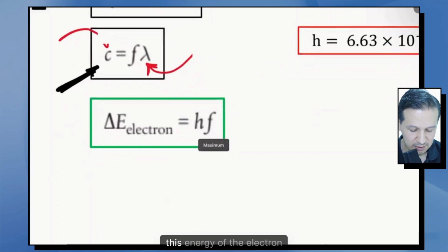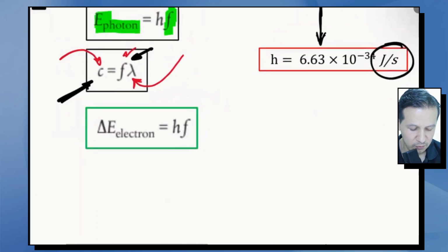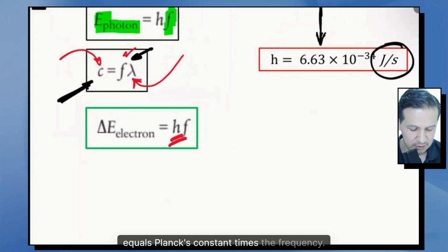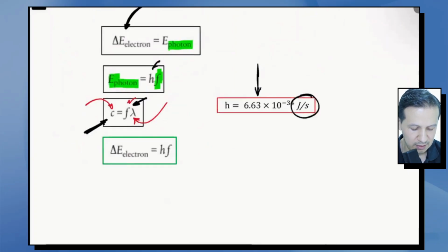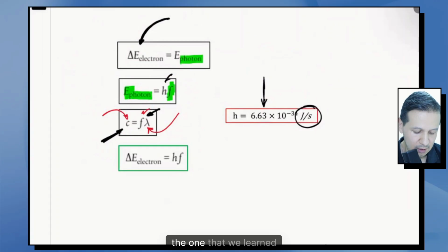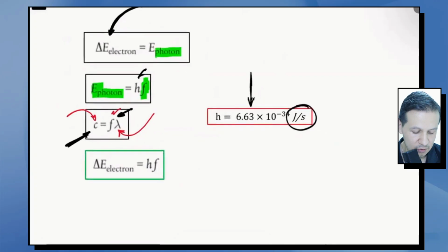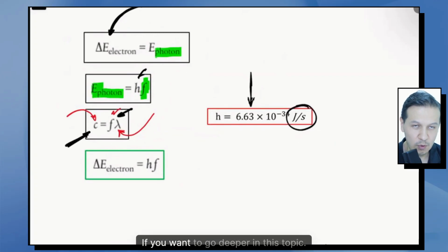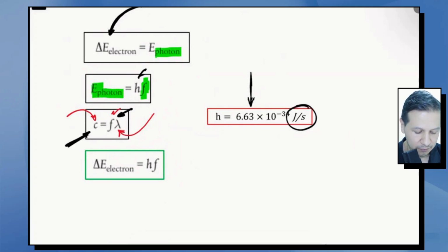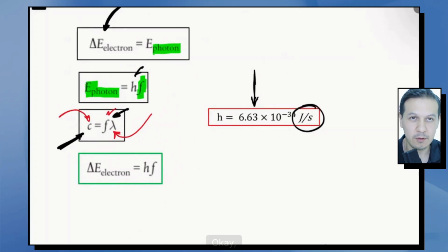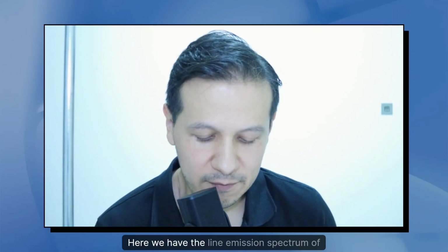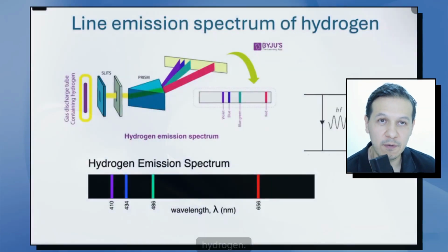In summary, the energy of the electron equals Planck's constant times the frequency. And this is the equation, the one that we learned in order to solve different exercises. Okay, that will be these equations. Here we are using the Planck constant. If you want to go deeper in this topic, check the IB material. Okay, let's continue. Here we have the line emission spectrum of hydrogen.